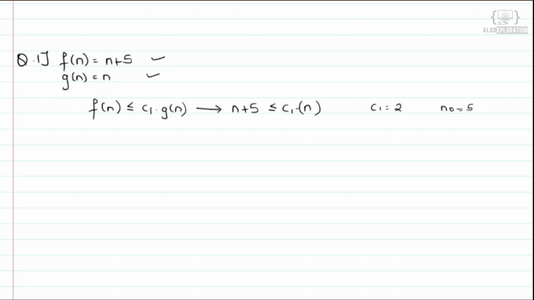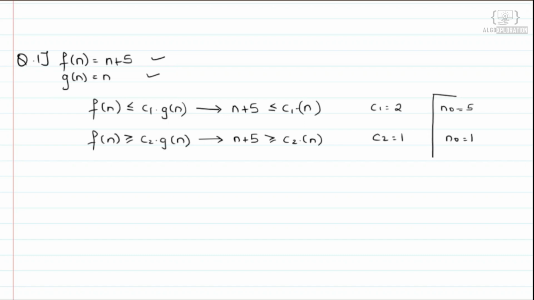Now the second equation is f of n should be greater than or equal to c2 into g of n. Let's substitute the values. n plus 5 should be greater than or equal to c2 into g of n. By solving this equation, we get c2 as 1 and n naught as 1.